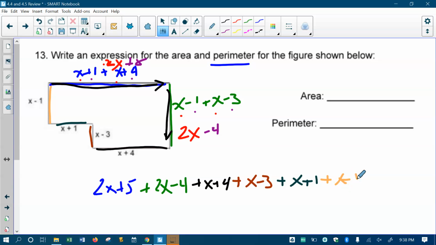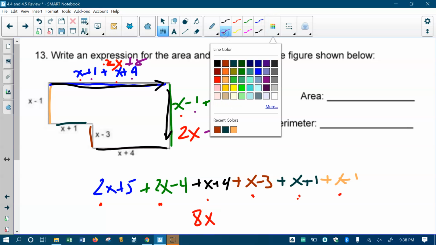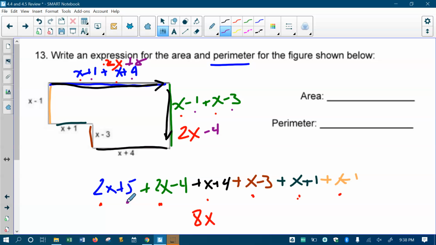Okay, and let's just add everything up. Let's add all the x's together. So we have 2x and a 2x and an x and an x and an x and an x. 2x plus 2x is 4x, 5x, 6x, 7x, 8x. So this is 8x. Now let's do numbers. We have plus 5 and minus 4. So we have 5 minus 4, which is 1. And then we have a plus 4, which is 5. Then we have a minus 3. 5 minus 3 is 2.